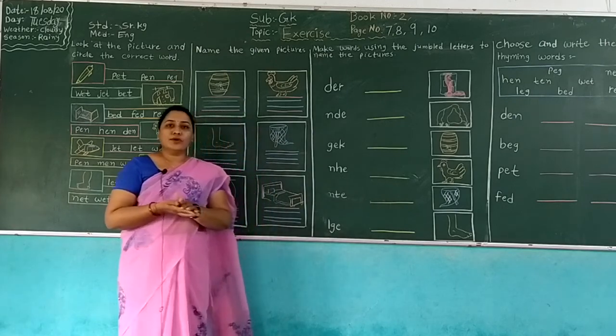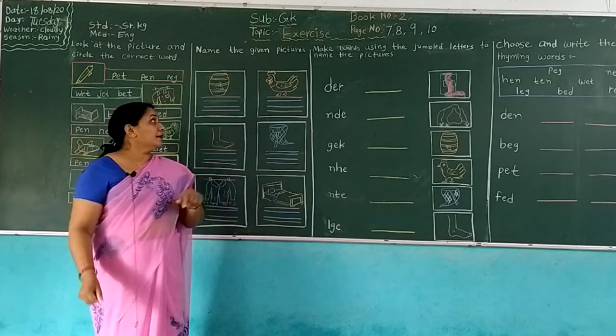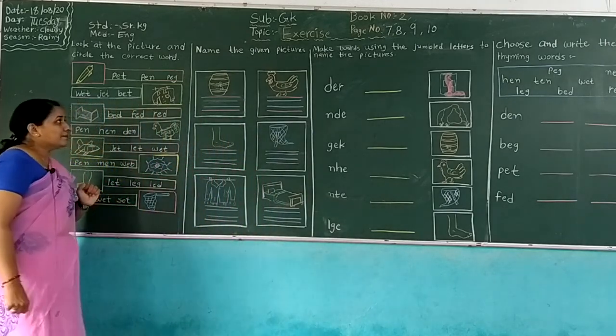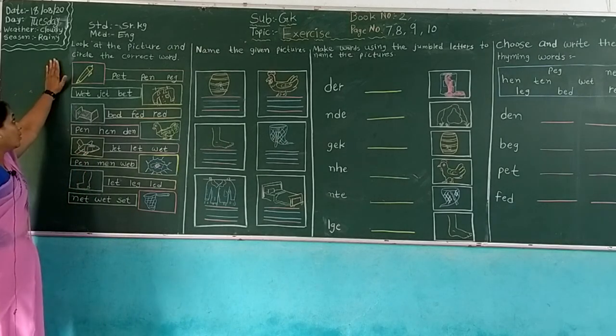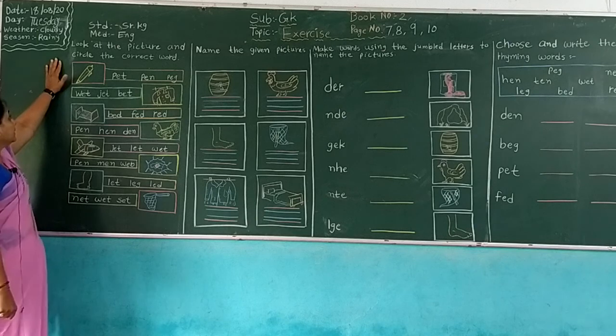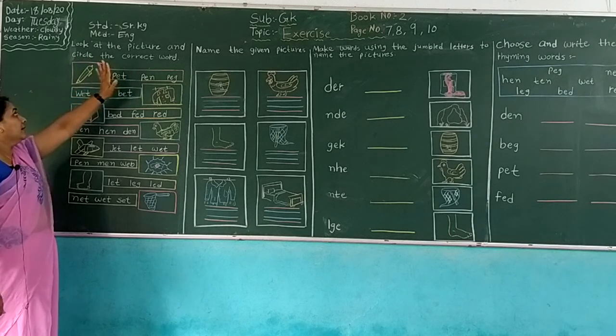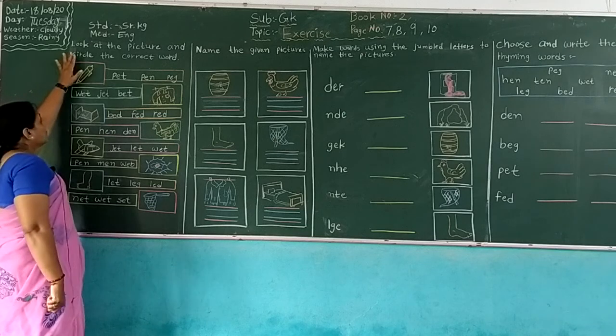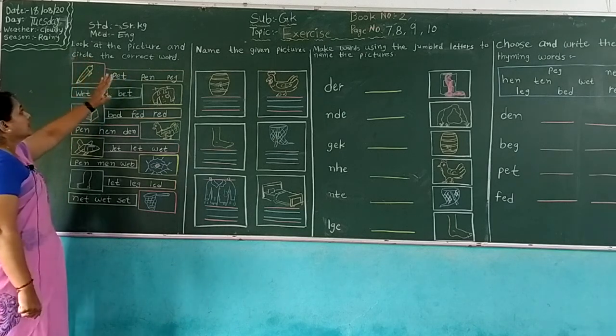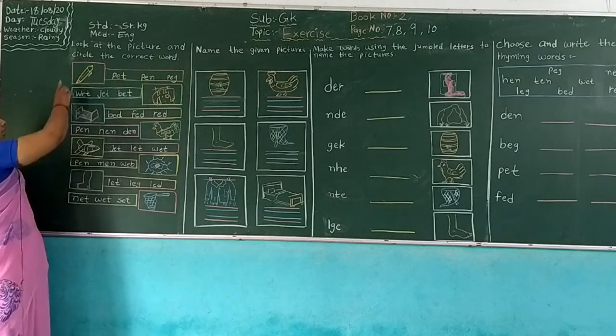Everybody open book number 2 and page number 7. Which page number? 7. Everybody open. Now let's read the headline with me. Okay, what is the question of the exercise? Look at the picture and circle the correct word.